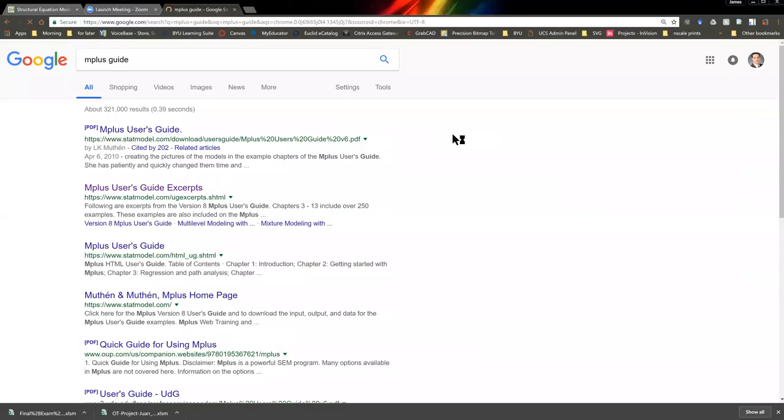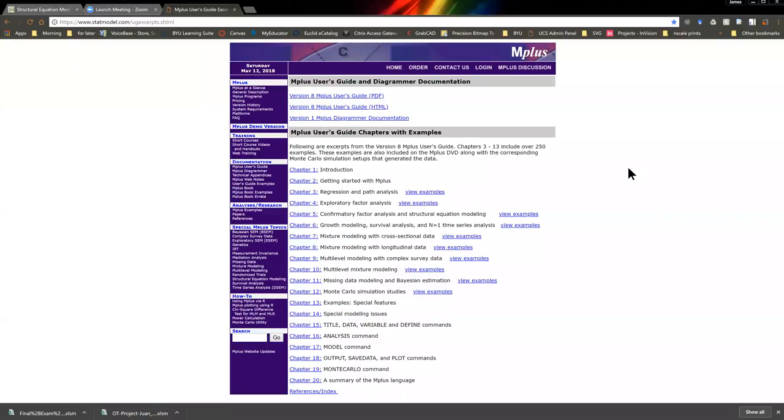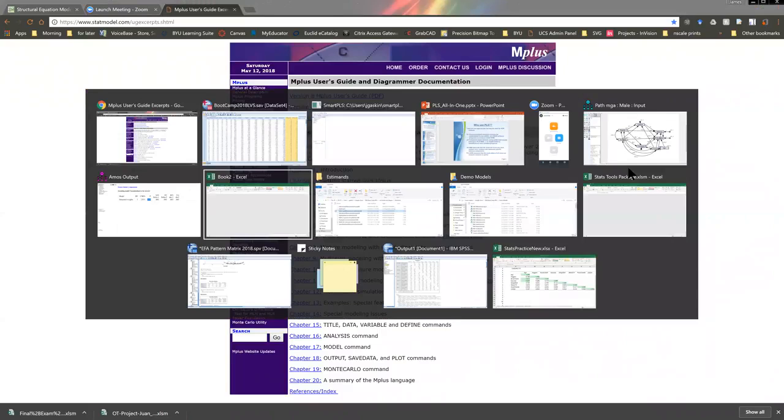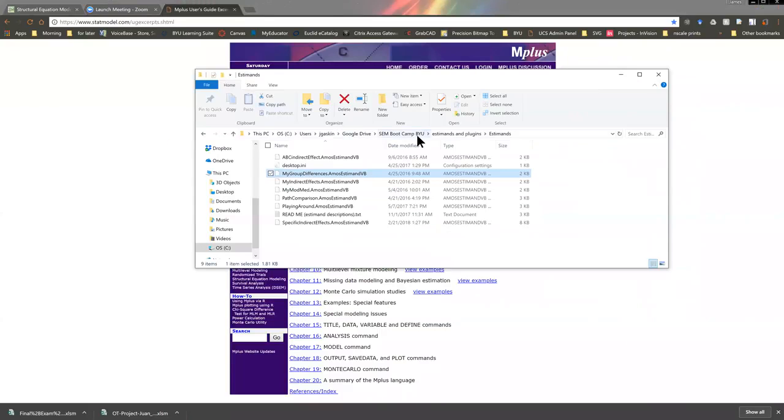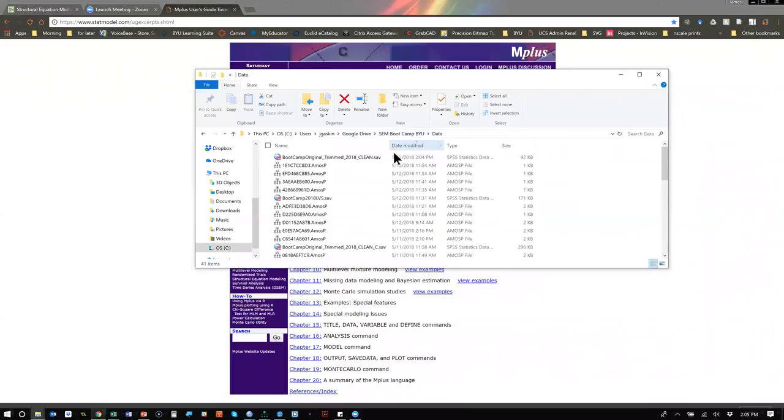And a quick question as you do that, which data set is the one for Google Drive? The data set we use, the LVS 2018, the boot camp trimmed LVS or whatever it's called. The one that has LVS in it. Let's see. I'll go to it right here. Data. We're going to use this one right here. Bootcamp 2018 LVS.sav.